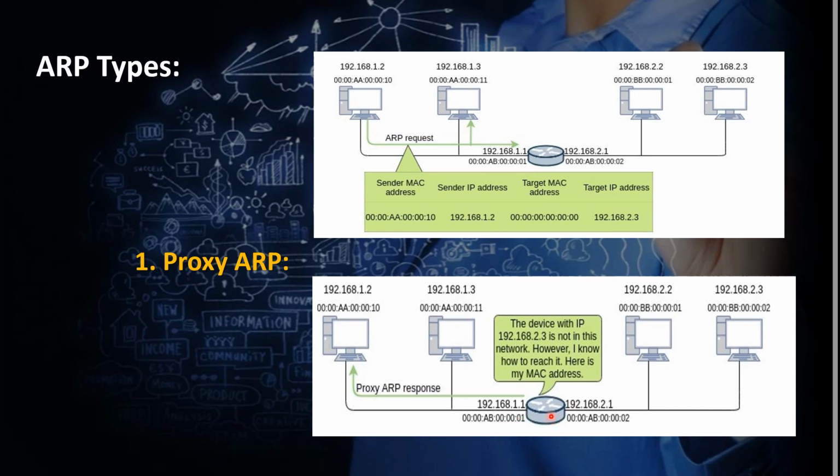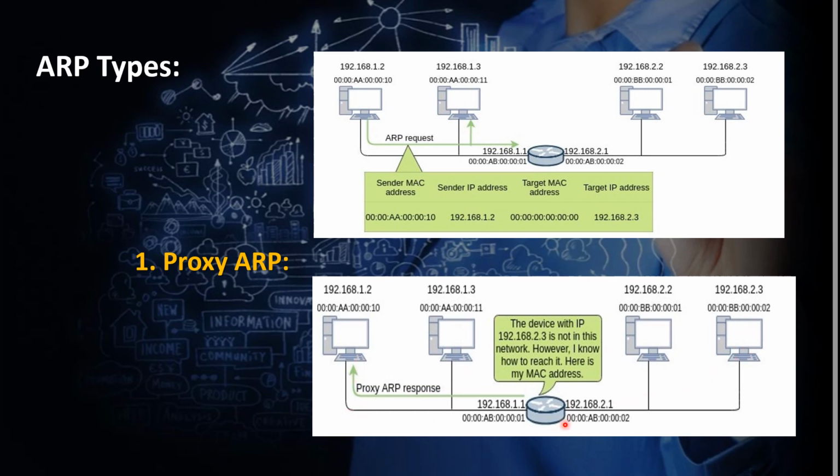The router knows that. Suppose this PC wants to communicate with one of these PCs, like 2.2 or 2.3. First, it sends the ARP request and then it checks in the routing table. The router says, hey, this 2.3 device belongs to a different network, but I know how to reach it. Don't worry, let's get the MAC address of your requested IP. Then it checks in the MAC table and responds back.